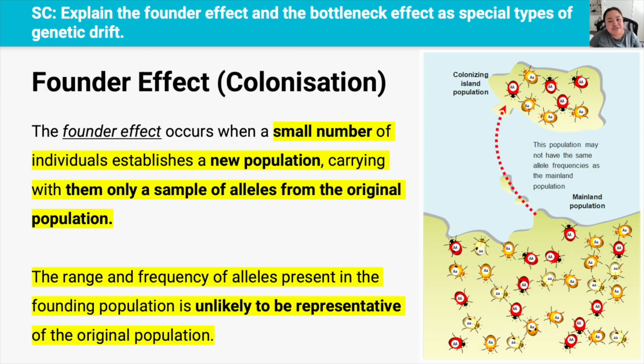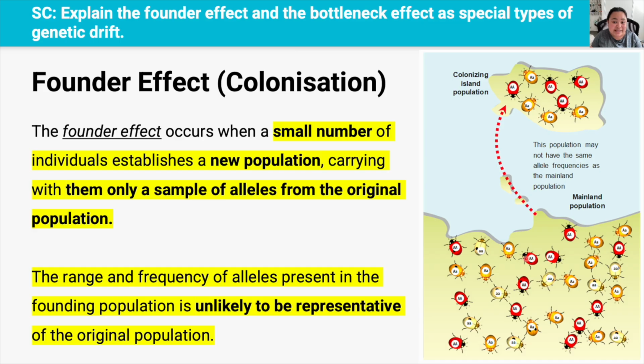The founder effect occurs when a small population of individuals migrate away or become isolated from a large population. The smaller founding population only carries with them a small sample of alleles from the larger original population. So the range of alleles and the frequency of alleles present in the small founding population is unlikely to be representative of the original population.